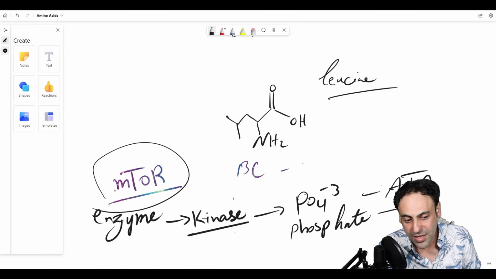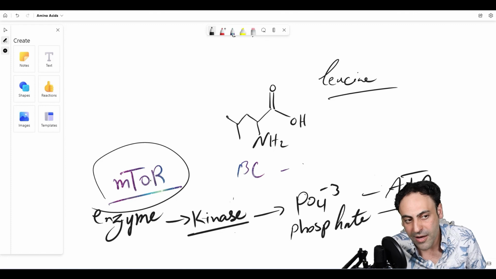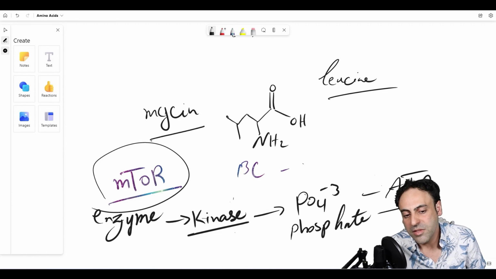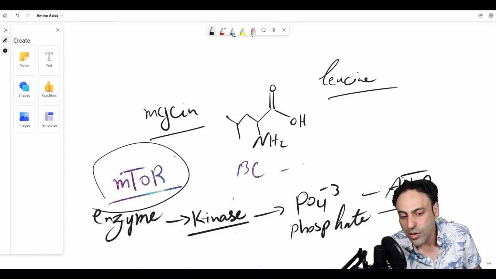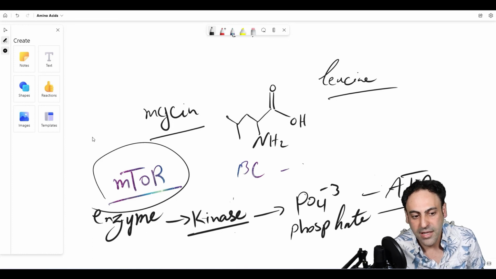mTOR, as I told you, is the mammalian target of rapamycin. If you look at rapamycin, when you see the mycin, it sounds like an antibiotic, and you guys are not wrong, because whatever in medicine comes with mycin means it comes from bacteria. That medication was kind of an antibiotic, and it was kind of an antifungal. First of all, they made rapamycin as an antifungal.